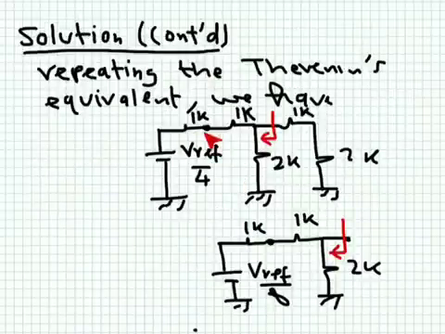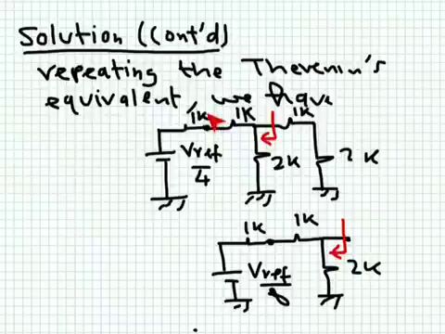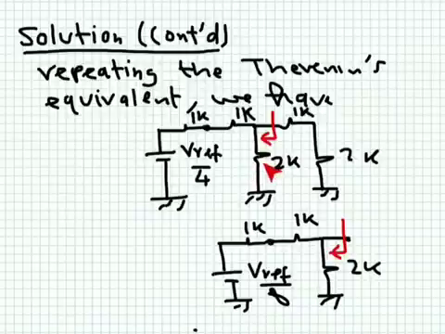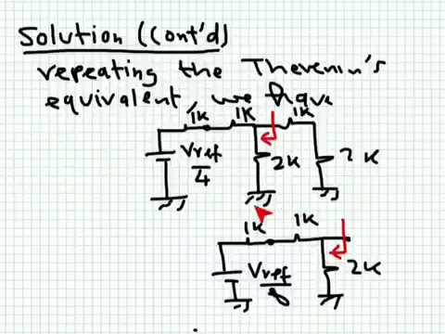So you can see I replaced all this circuit by 1K in series with Vref over 4. And this is in series with another 1K resistor in parallel with another 2K resistor. Now looking at this point, we repeat exactly the same thing. The Thevenin equivalent resistance is simply 2K in parallel with 2K, you get 1K. The voltage seen from this point is 1/2 of this voltage, then you get Vref over 8. So this is how the circuit looks like.